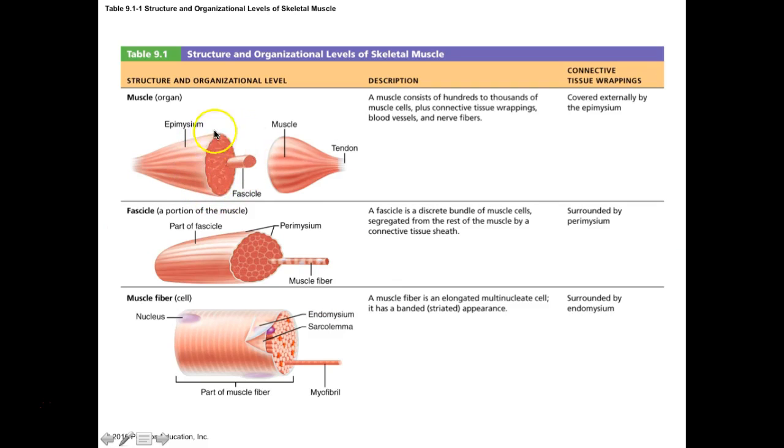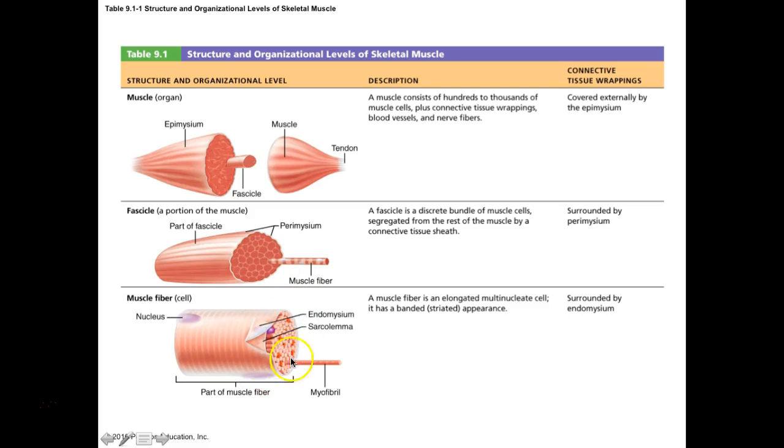Surrounding the entire muscle itself is epimysium. Within the entire muscle, we have a bunch of fascicles. Surrounding the fascicle is going to be a perimysium. So we see a close-up of a fascicle here. There's that perimysium surrounding it. And then inside the fascicle, we have a bunch of muscle fibers. Surrounding the muscle fiber, let's talk about that first, is going to be the endomysium.